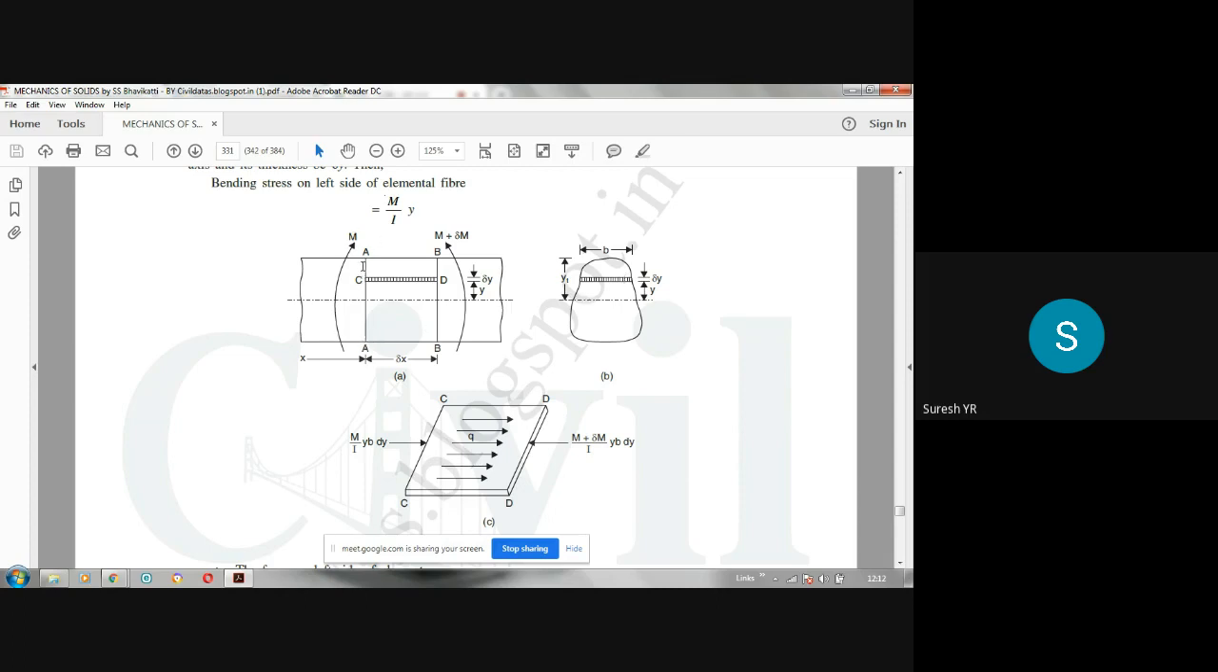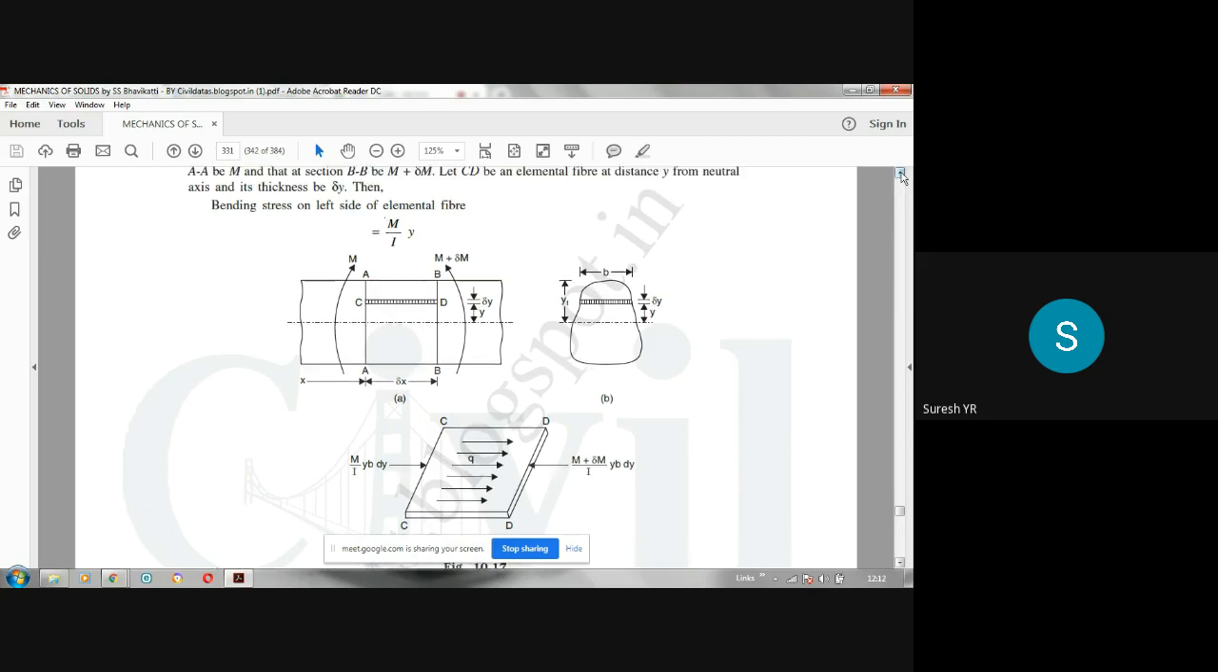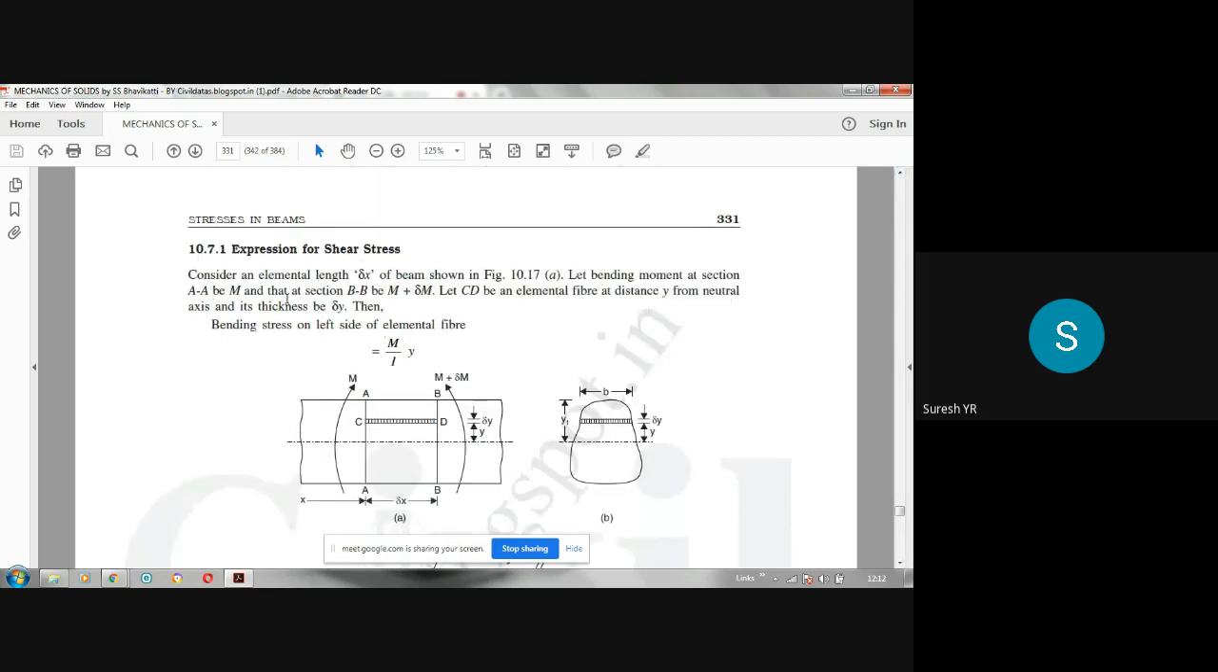So the bending moment at A is M. The bending moment at B is M plus delta M. Because the bending moment varies from point to point, I will take the bending moment at B as M plus delta M. At A it is M. Just to say that the bending moment differs over this length. That is the meaning. I have taken both as sagging. So if you take it like this, it is a sagging bending moment. According to our sign convention, sagging bending moment is positive. So that's what has been explained here.